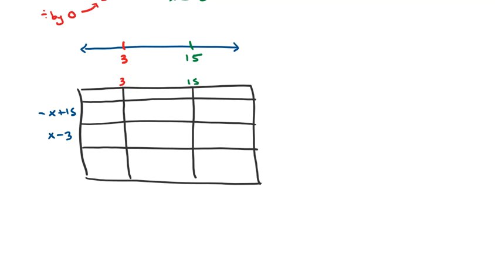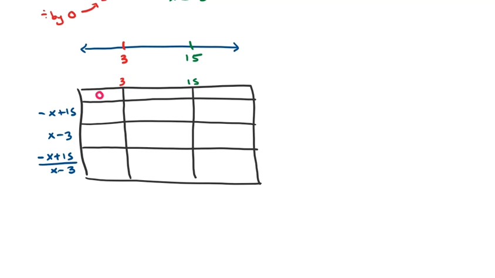And then for the very last row, to the left of that, I'm going to put the entire rational expression, negative x plus 15, all over x minus 3. So now what we do is we pick some values from each of these 3 regions. I'll go in order from left to right. I'd like to look at the region that's to the left of 3. An easy value to pick from there to work with would be 0.